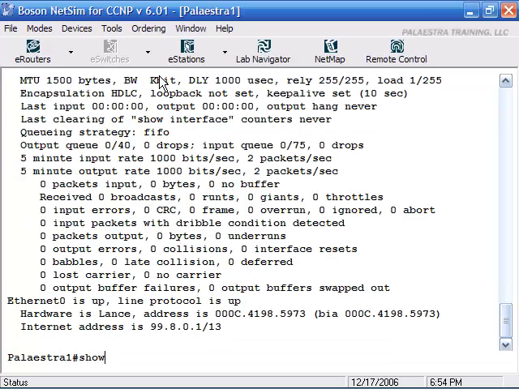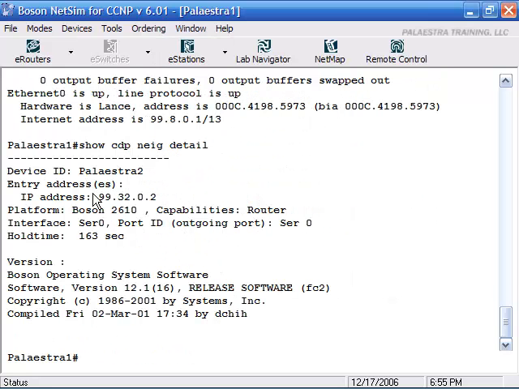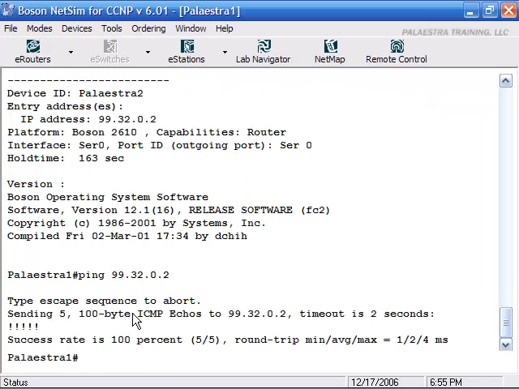So what I would do is I would do show CDP neighbors detail, and I would check out the detailed information here. His IP address for Palestra 2 is 99.32.0.2. That's an appropriate IP address, and I would also verify that I could ping 99.32.0.2. If I can't ping the next hop router, then there's probably going to be a problem with me getting my routing table populated since they can't communicate with each other. If I can ping, everything is good, then I'll go in and check out the EIGRP configuration more closely.